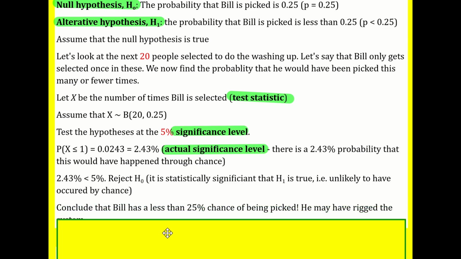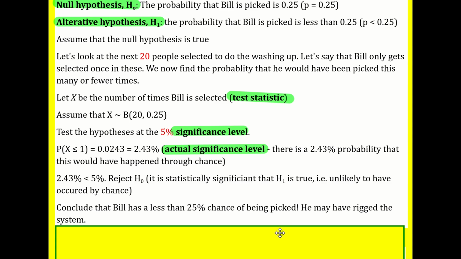And therefore we make a conclusion in context. We conclude that Bill actually has a less than 25% chance of being picked. He may have rigged the system, okay? That's our suspicion. He might argue otherwise, he might say, oh, I accidentally didn't put my name in the hat, or, on some occasions I didn't mean to, but somehow it's ended up in his favor. And if you understand that, you've understood the main idea behind hypothesis testing.